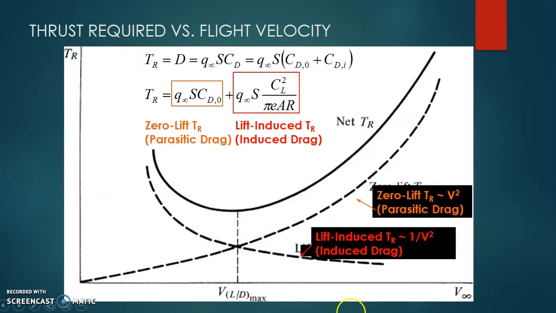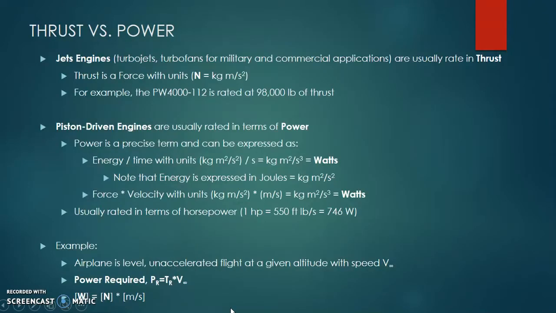Because of these maneuvers. Now, in the jet engines, which are either turbojets or turbofans for military applications, the thrust is a force in kg meter per second square or newtons. For example, the PW4112, a classic engine in pounds, is rated by the manufacturer as 98,000 pounds of thrust, almost 50,000 kg or 50 tons approximately of thrust.